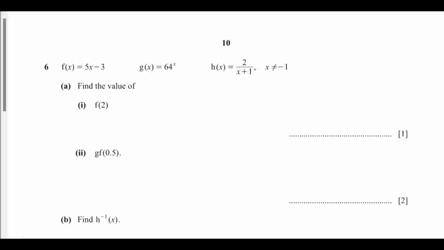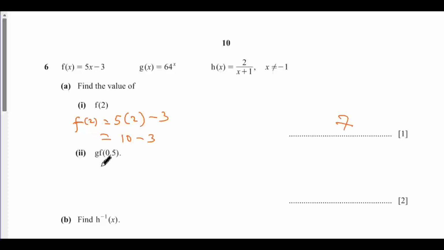Let's go to the next question. Question 6. f of x equals 5x minus 3. g of x equals 64 to the power of x. h of x equals 2 over x plus 1, where x is not equal to -1. Find the value of f of 2. So f of 2 will be equal to 5 into 2, then minus 3. That will be 10 minus 3, which equals 7. So that is f of 2.